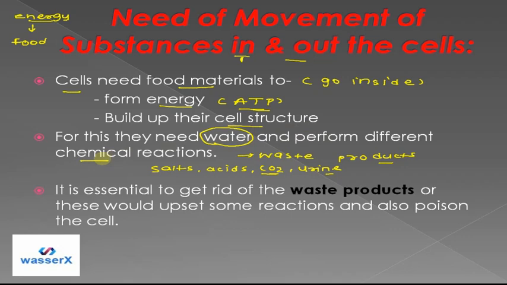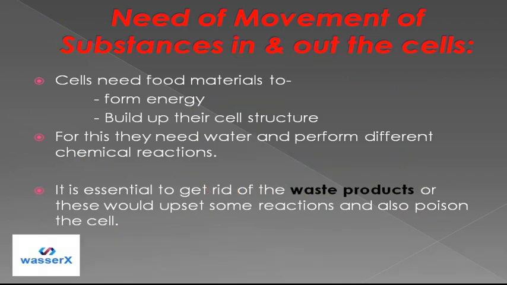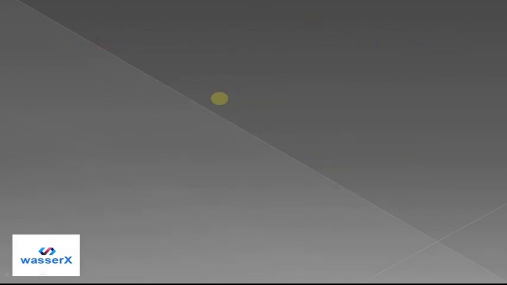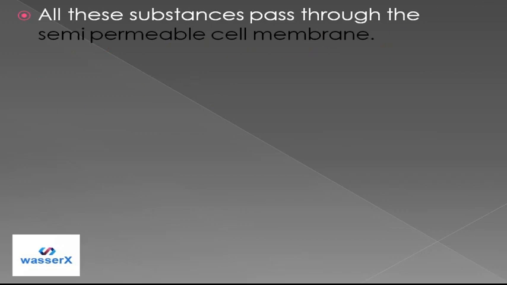So by performing all these chemical reactions, these types of waste products are produced inside the cell, and they are toxic for the cells. So it becomes very essential to get rid of these waste products, or else what would happen? These waste products would upset some reactions and they can also poison the cell. In the presence of these waste products, my cell may get poisoned and killed, or some of its functions will be altered.